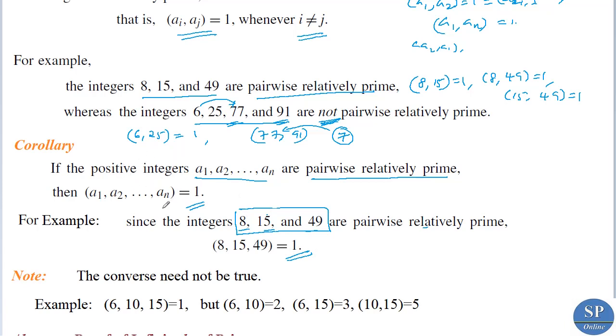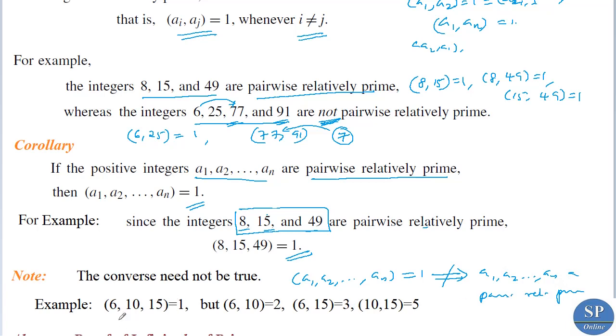But the converse of the above theorem is not true. That means gcd(a1, a2, etc., an) = 1 does not imply that a1, a2, etc., an are pairwise relatively prime. There is no guarantee that gcd(a1, a2, etc., an) = 1 implies a1, a2, etc., an are pairwise relatively prime.